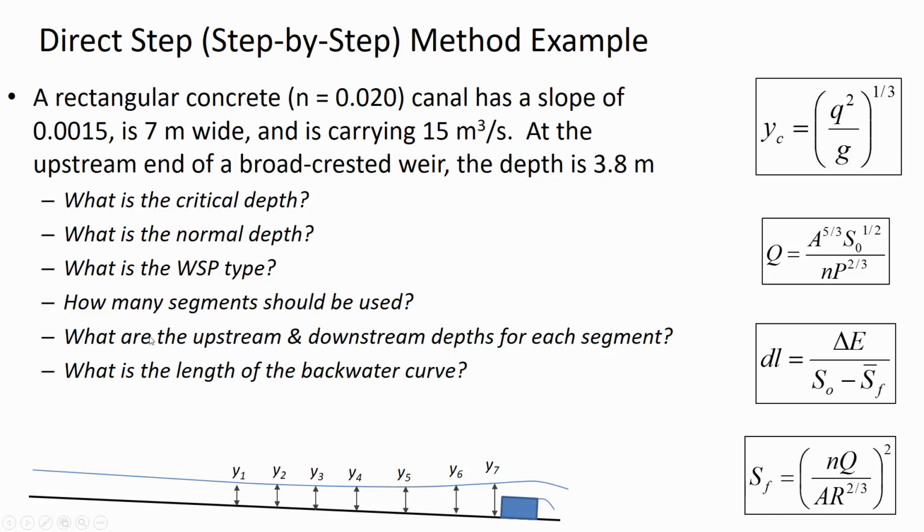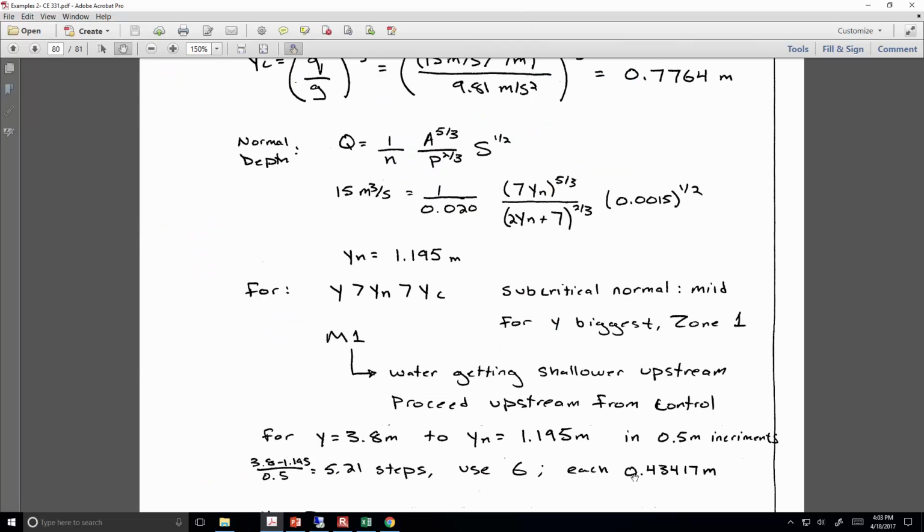Now, the upstream and downstream depths for each of the segments: Y1 will be the normal depth, the 1.195 that we calculated. Y7 is going to be 3.8. And before we do the method, we need to know each one of these depths that we're going to be trying to solve the delta L for. So let me give you a moment to calculate each one of those, Y1, Y2, all the way through Y7, based on each one of those being 0.434 meters.